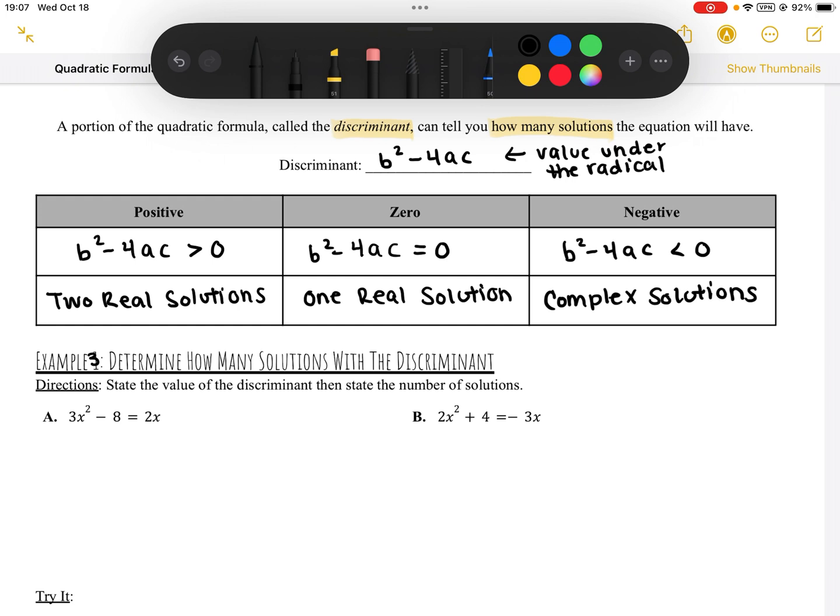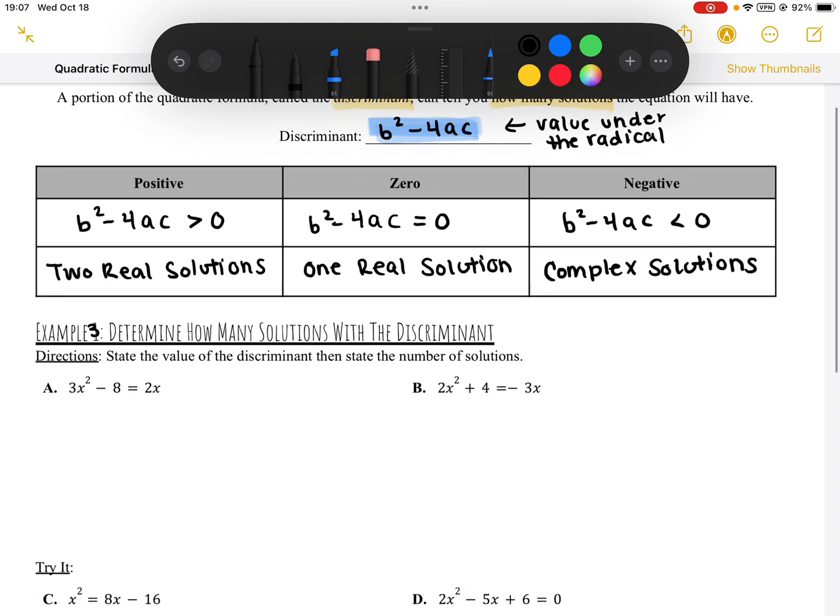So what we are going to do for this example is find the discriminant. Your equation needs to be in standard form first, so you have to get it in y equals ax squared plus bx plus c. Identify your a, b, and c, and put them into the discriminant formula, b squared minus 4ac.